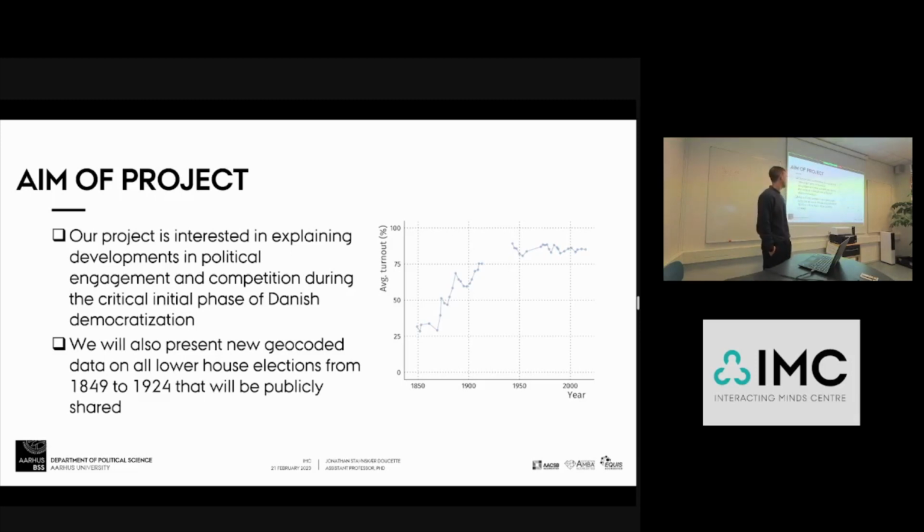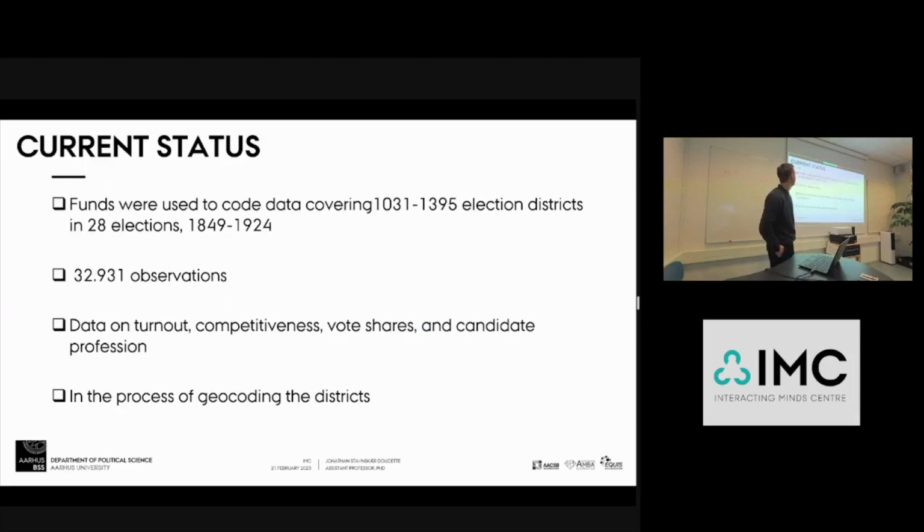Why did this happen? To do that, we needed new data, or better data on this development, because we only had very aggregated information about, for instance, turnout. So we used the funding to get some help from student coders to code all lower house elections from 1849 until 1924, which we plan to publicly share once we're done with the geocoding and validating parts of the data collection.